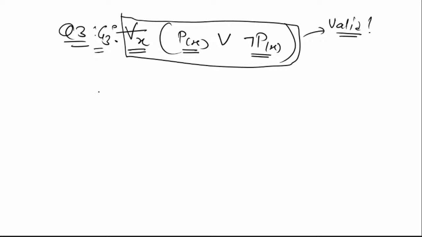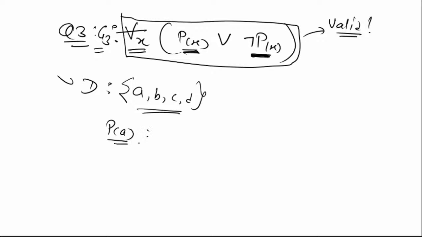Whatever domain you take, any non-empty domain, consider this domain A, B, C, D. That is your wish. You will see that this P(x) or negation P(x) will always be true. For example, maybe you make this P(A). If you make this P(A) true, then this will become true for A.